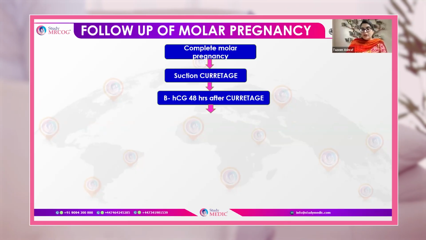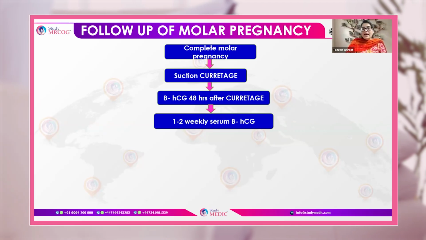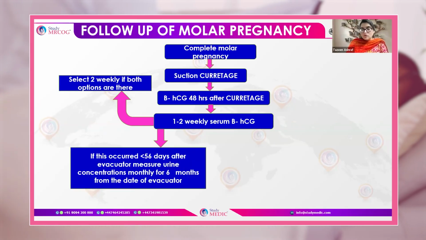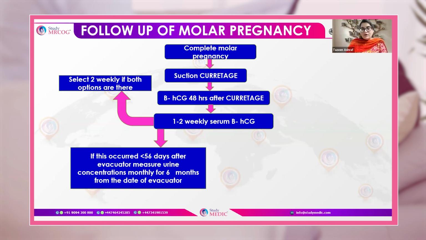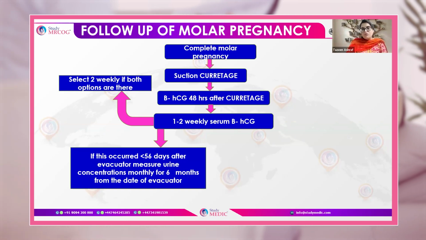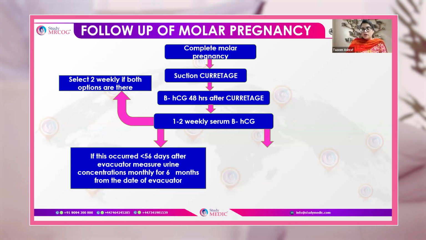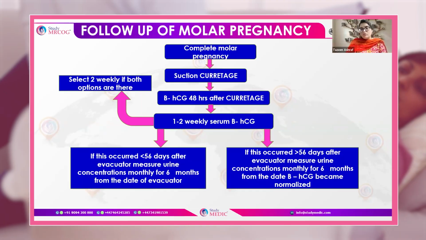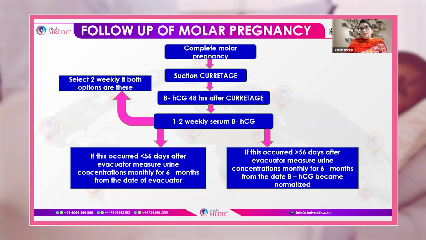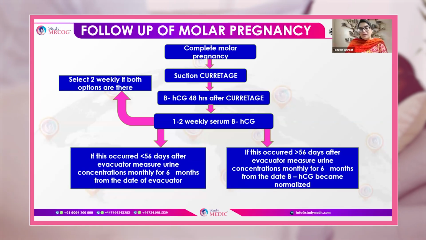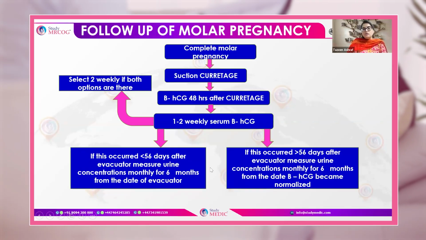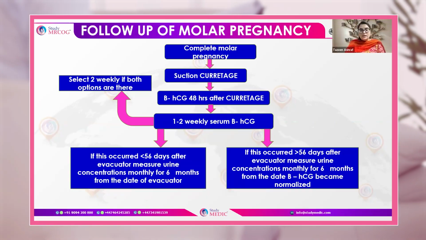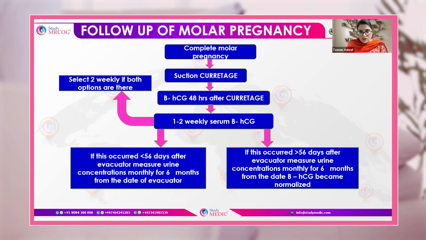Beta HCG is monitored 48 hours after the curettage, and then 1 to 2 weekly serum beta HCG levels are carried out. If this returns to normal within 56 days after evacuation, then it is followed for 6 months from the date of evacuation. And if this becomes normal after 56 days of evacuation, then it is monitored for 6 months from the date of beta HCG normalization. This point is very, very important: if it becomes normal within 56 days, then you will follow up for 6 months from the date of evacuation.